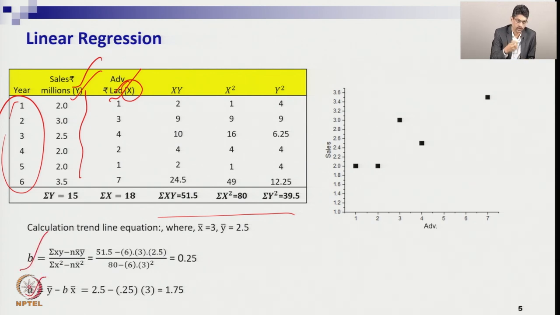That means your alpha plus beta x, or you can say A plus bx. So we have calculated these through these two formulas, and these are the means of the data. Using them, now we will look at the data. So we will fit some regression, right?